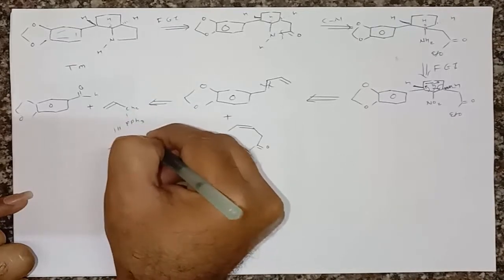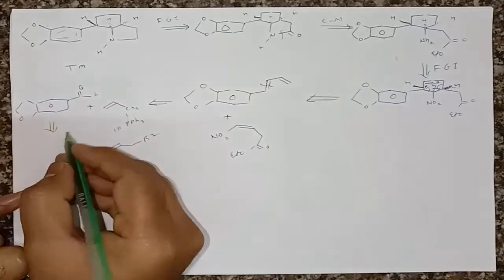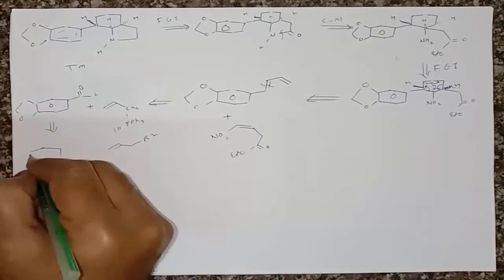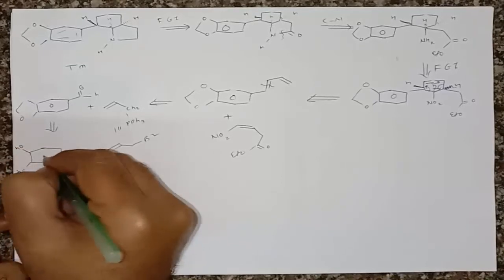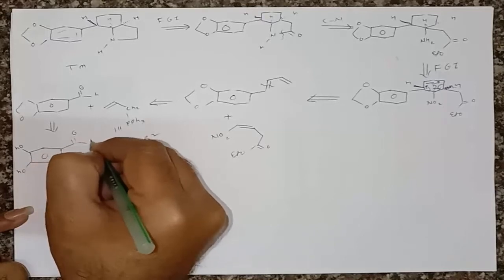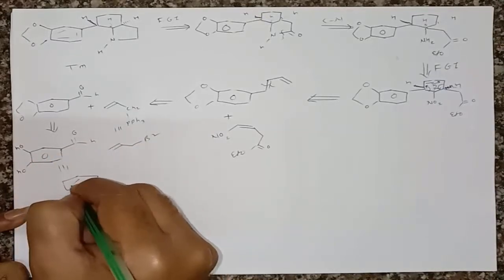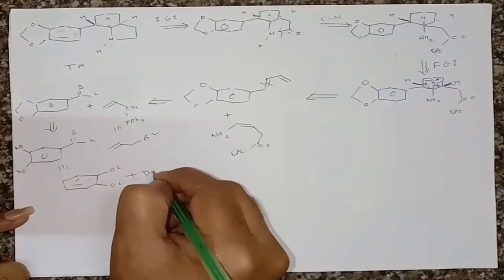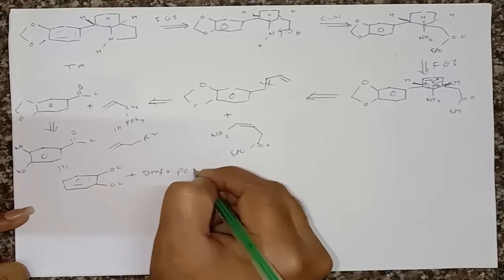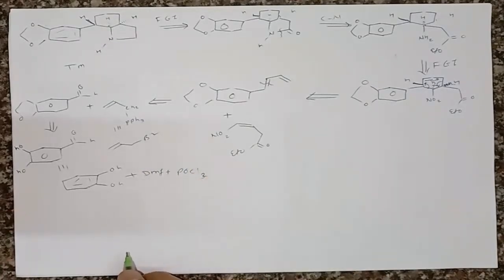and its synthetic equivalent will be allyl bromide, and it can be prepared from such a type of diol and this aldehyde, right, and it can be prepared from this diol, along with we can use DMF plus POCl3. That means we can use a formyl group at the para position of this OH group, right?